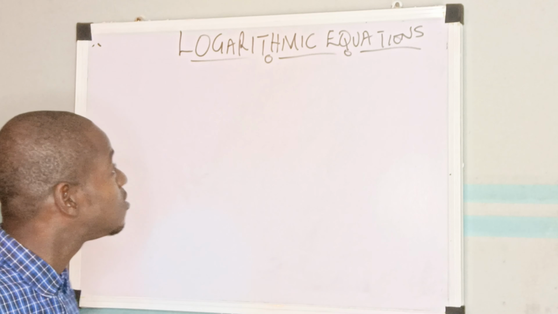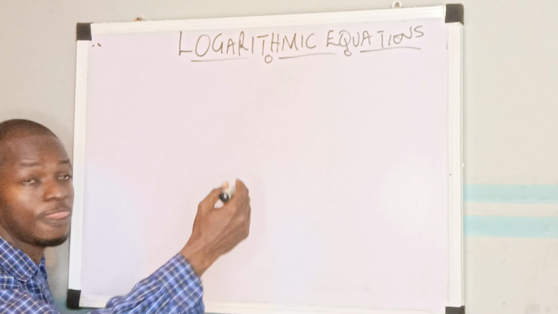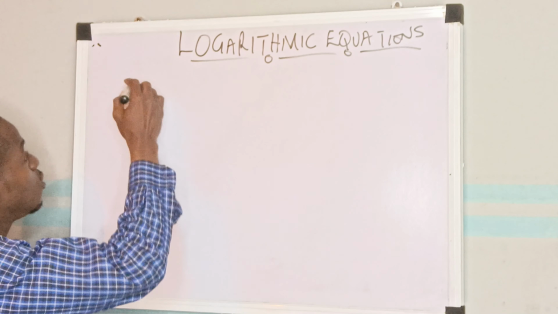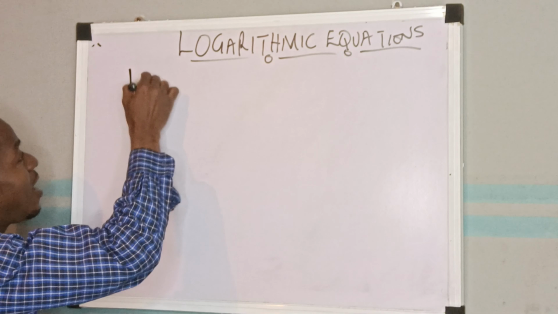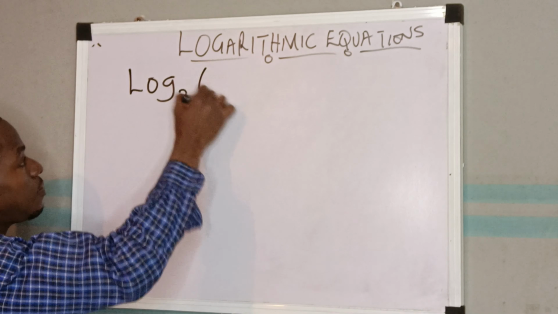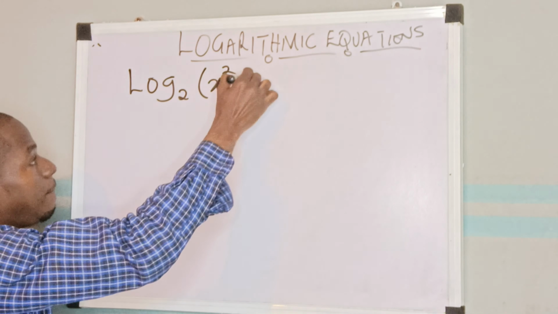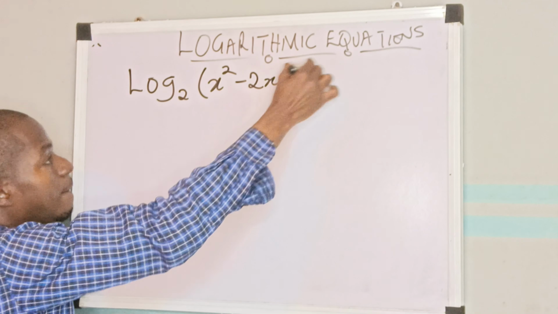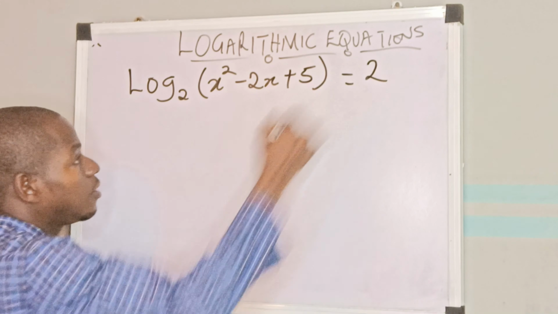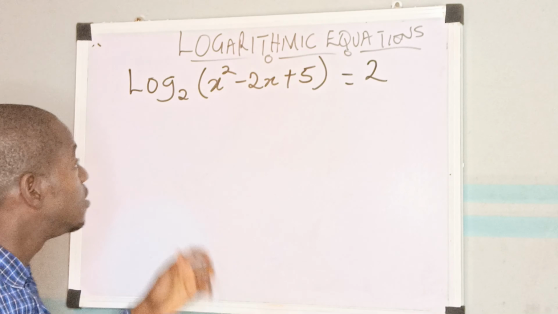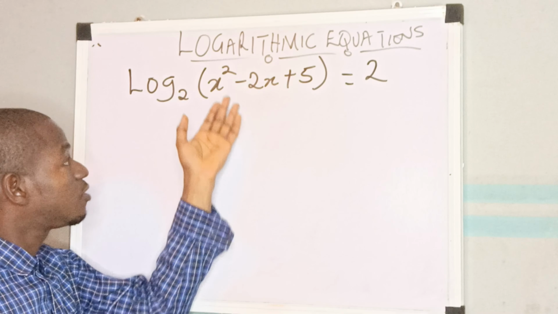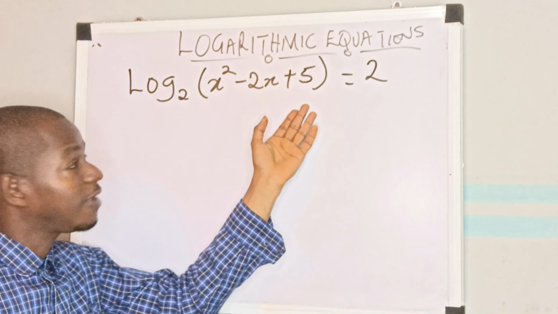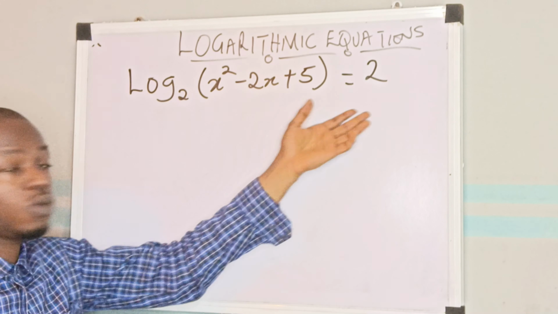All right, straight up, let's take the first example on logarithmic equations. The first one, you can be asked to find the logarithm of x squared minus 2x plus 5 to base 2 equals 2.